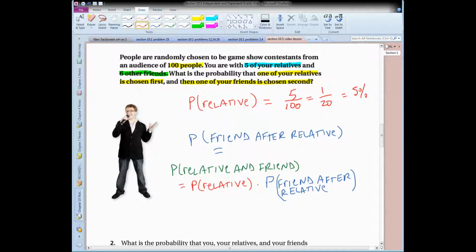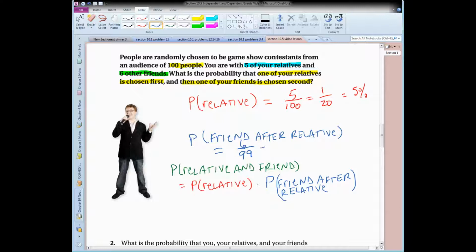Now, what about for the second choice? So we've picked one of your relatives, then what's the probability that one of your friends is chosen? Well, that's going to be a little different, because there aren't 100 people anymore to choose from, since we already picked one of your relatives. So how many people are there? There are 99. So the likelihood of this event was impacted because we chose one of your relatives first. And how many of your friends are there?